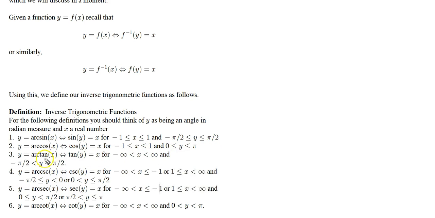Now here's the definition for the arctangent. Same thing, y equals arctan of x if and only if tangent of y is equal to x. But you notice now that the domain for the arctangent is negative infinity to infinity, and the range is from negative pi over 2 to positive pi over 2, but it does not include the two endpoints. Now let's take a look at the graph of the arctangent function, and that'll give us a little better understanding of why the domain and range are as we have stated here.